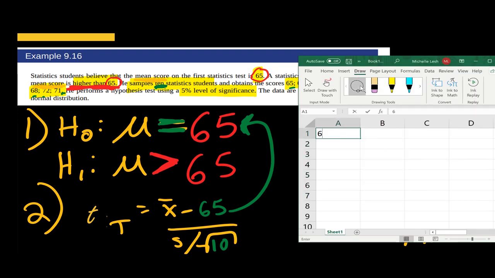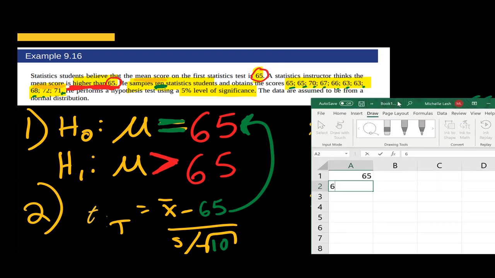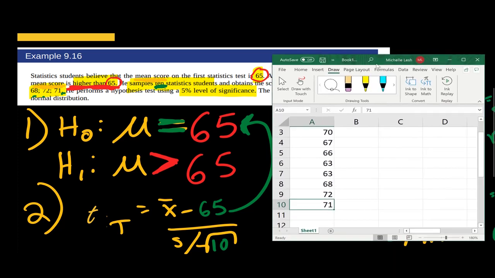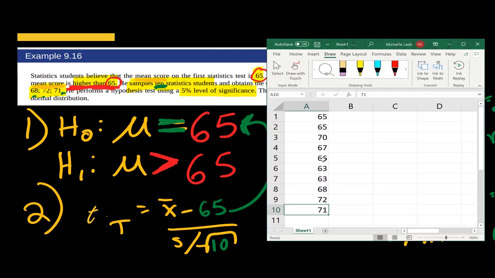First thing, I'm going to go ahead and just write down these 10 values. So I have 65, 65, 70, 67, 66, 63, 63, 68, 72, and 71. Okay. Double check that you copied them correctly because this is an area where students often make mistakes, understandably so. Data entry is not that easy. Making sure that you have copied your data correctly is very important though.